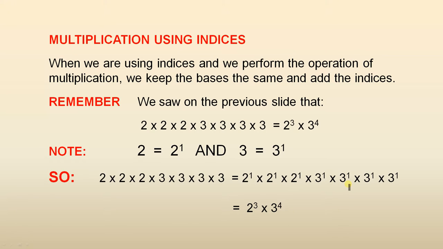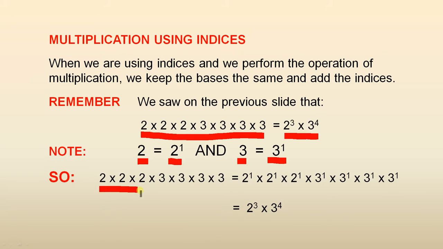Multiplication using indices. When we are using indices and we perform the operation of multiplication, we keep the bases the same and add the indices. Remember, we saw on the previous slide that this calculation can be written in index notation like that. Now I want you to have a special note here. The 2 can be written as 2 to the power of 1, and 3 can be written as 3 to the power of 1. So, this calculation here is exactly the same as this one, where we have all these indices equal to 1.